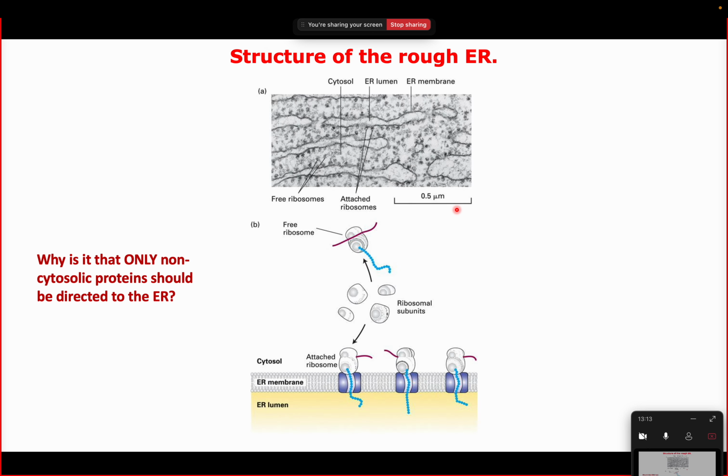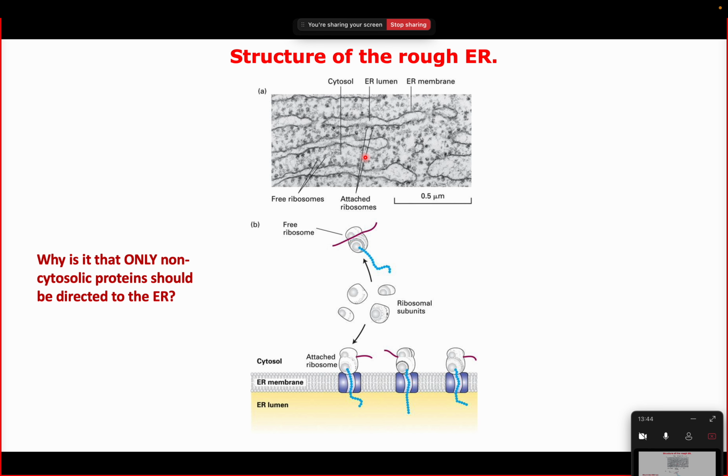Okay, you can actually see that. So if this is the photograph of that, these are the ER lumen, these are the ER membrane, and you can see that these are the ribosomes, right? Attached ribosomes, and these are the free ribosomes. So on free ribosomes also protein is being synthesized, and once it is attached to the ER membrane, it will start secreting the protein, or translating the protein into the lumen of the ER, correct?